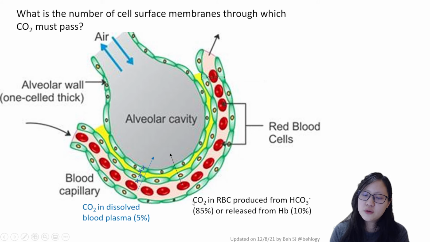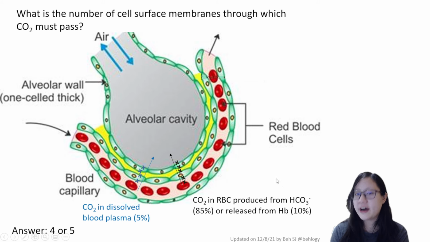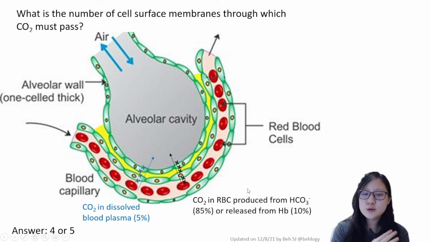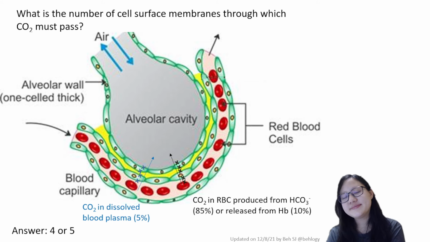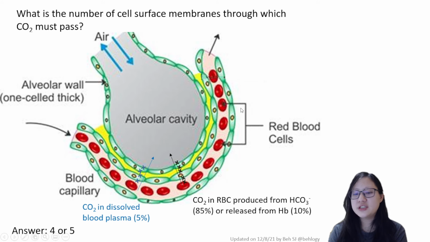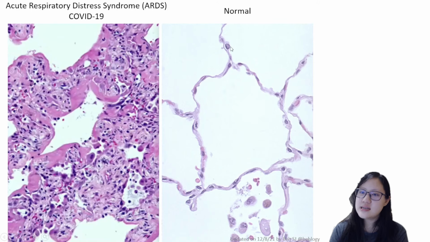But if you are diffusing from the red blood cells into the alveolar cavity, that'd be 5, just like we saw in oxygen. So the answer to this question is 4 or 5 because of the different ways carbon dioxide can be transported in the blood. So yeah, for O2, for oxygen, it's 5. For CO2, it's 4 or 5. And yes, again, that shows us how short the diffusion distance is and how important it is for rapid gas exchange.